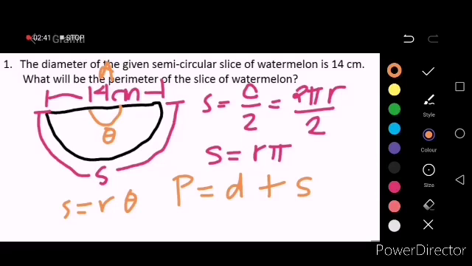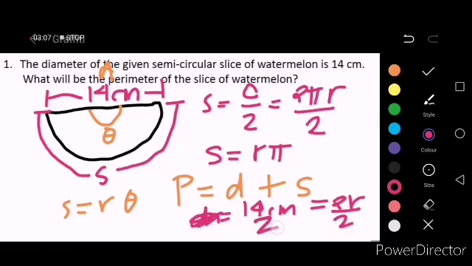The diameter is equal to what? 14 centimeters. And the diameter is always twice the radius. Therefore, if you want to get the radius, all you need to do is divide the diameter by 2. Correct? Yes, that's it, equal to 2r. So, to get the radius, divide both sides by 2. So, r now is equal to 7 centimeters.